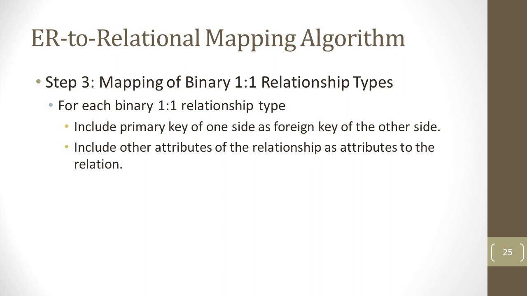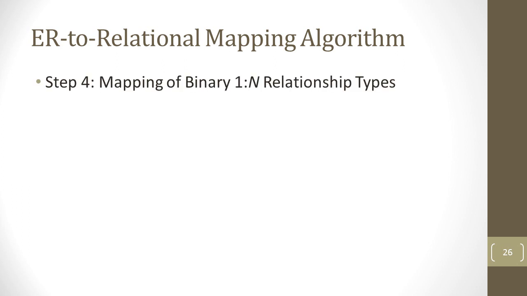We'll see an example in a second. It kind of just takes some domain knowledge to pick which side makes more sense. So step 4 is where we're going to have one-to-n relationships.